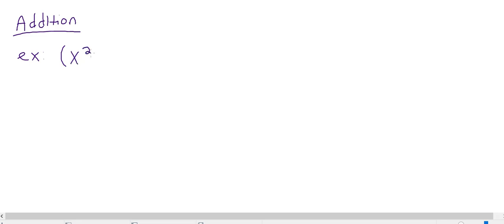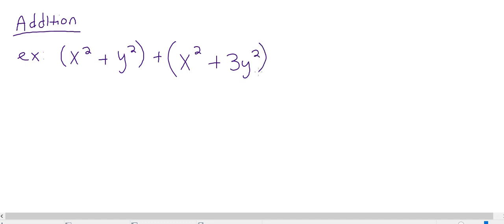Let's say we have x squared plus y squared, and we want to add that to x squared plus 3y squared. Since this is addition, we can just drop the parentheses and rewrite this as 4 different monomials and add them like we would add any other monomials. Let's try that. X squared plus y squared, we're going to drop the parentheses, plus x squared plus 3y squared.